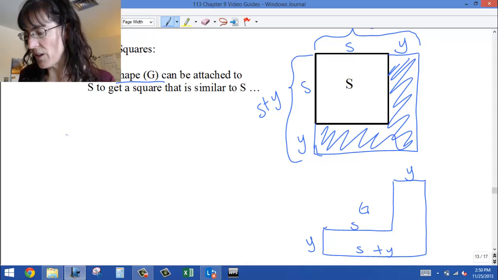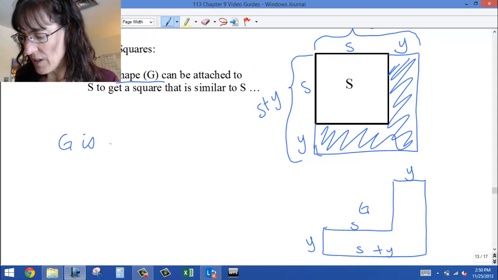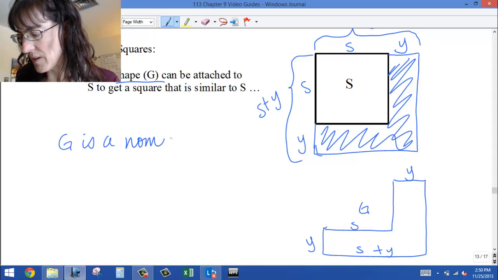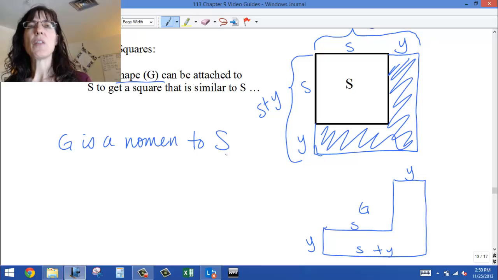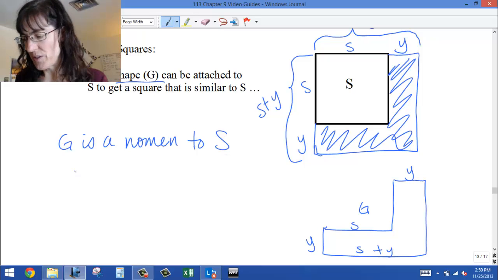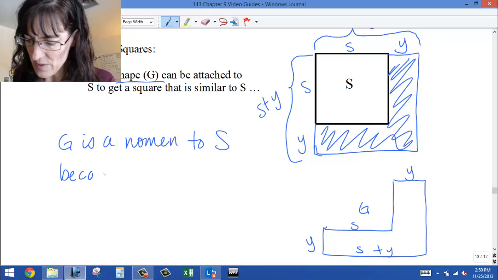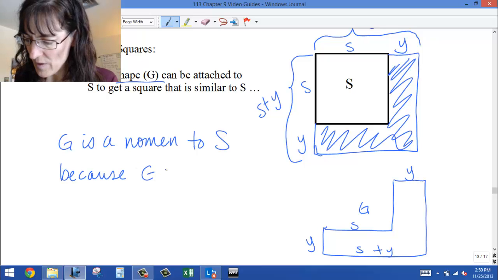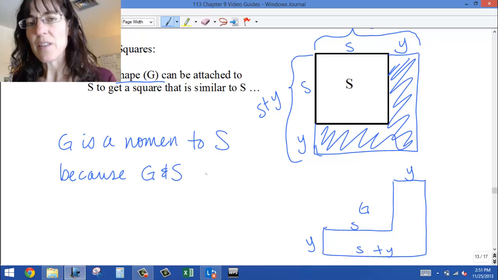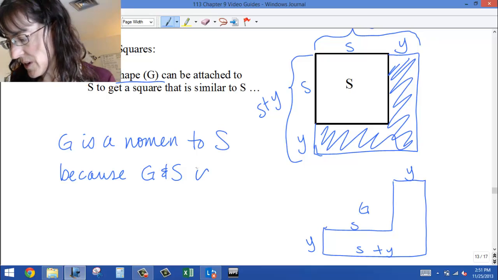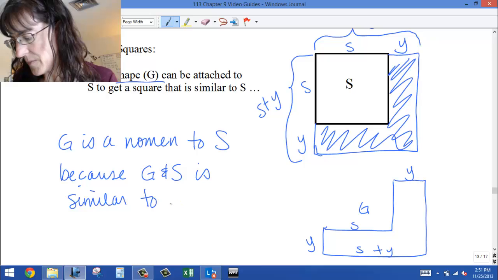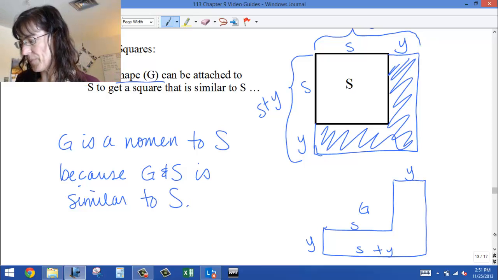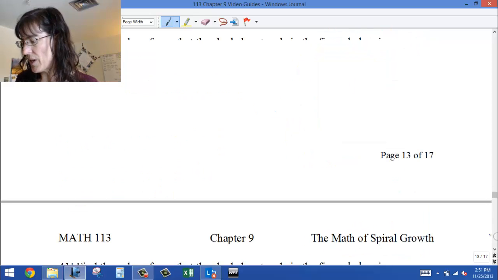So G here, G is a gnomon to S, because when I attach G to S, the combination of G and S together is similar to S. Okay, that's for squares.